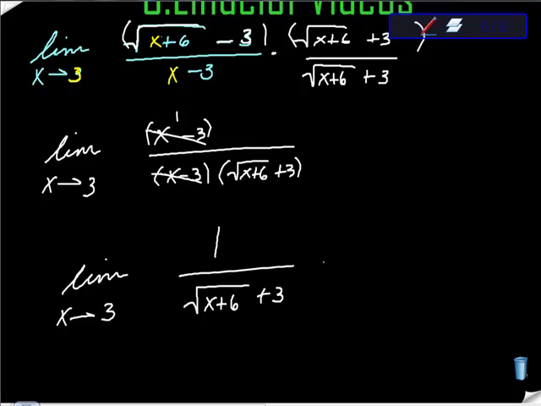Okay, so now what? Again, let's try direct substitution. Remember, we wanted x to go to 3, so let's see what happens now if x goes to 3. 3 plus 6 is 9. The square root of 9 is 3. And 3 plus 3 is 6, so 1/6 is our answer.